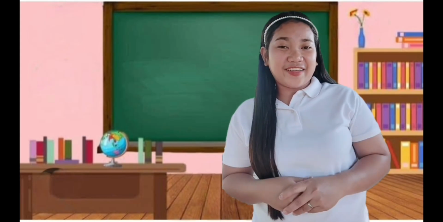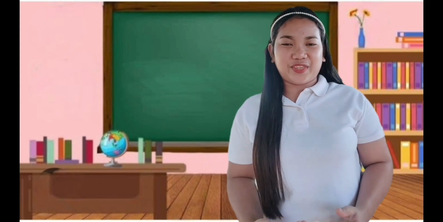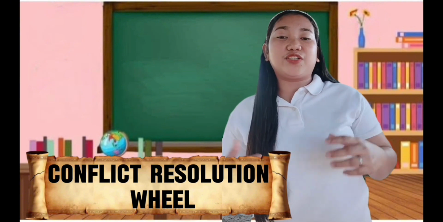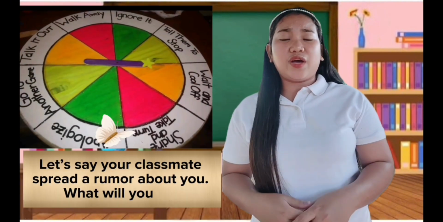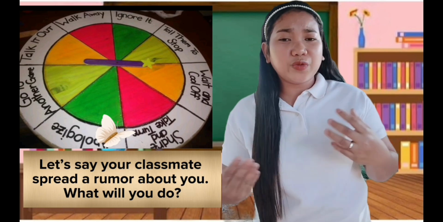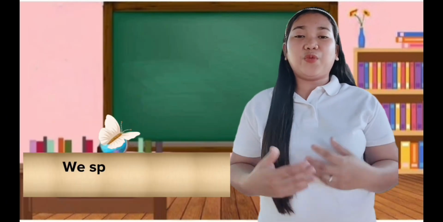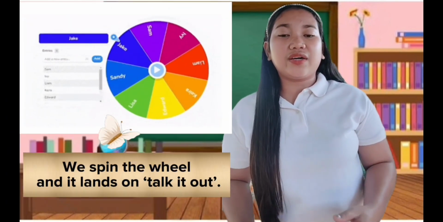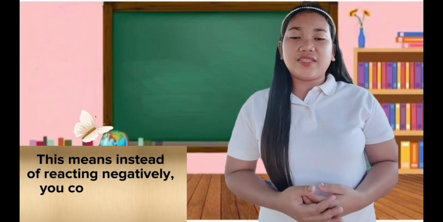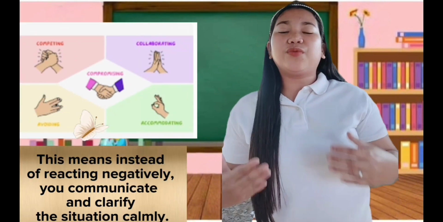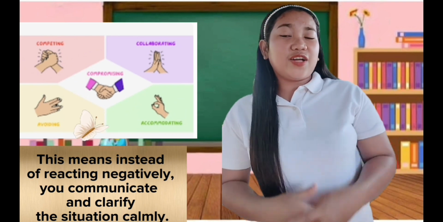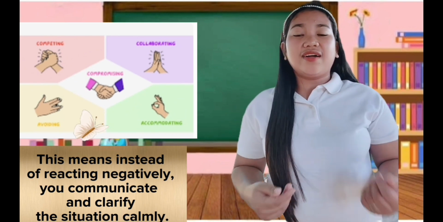We have a fun and interactive activity called the conflict resolution wheel. Let's say your classmate spread a rumor about you. What will you do? We spin the wheel and it lands on talk it out. This means instead of reacting negatively, you communicate and clarify the situation calmly.